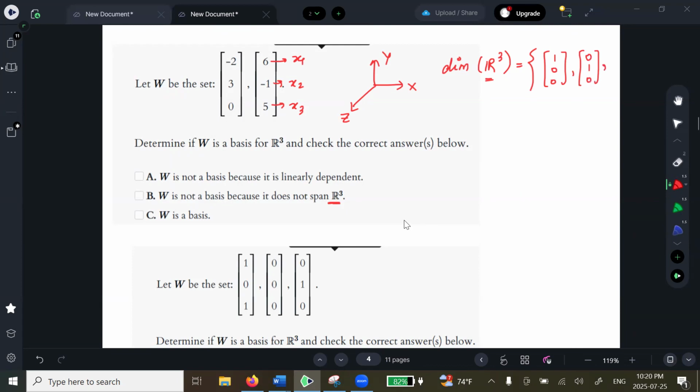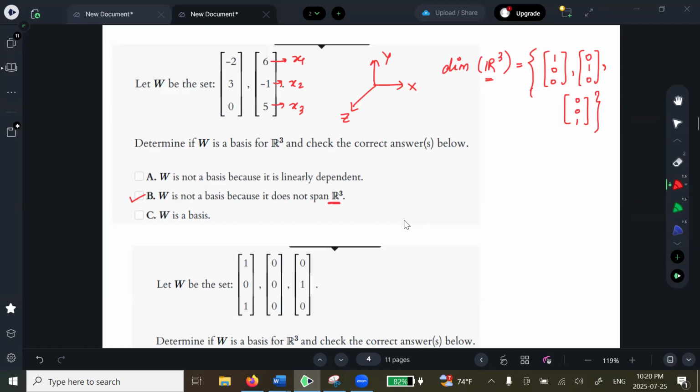It's in my video somewhere. This is the background for vector spaces. Look into my chapter 4 videos. So think of it this way: there are 3 directions, so I need at least 3 vectors to span it. If I have fewer than 3, there's no way I'll be able to span R cube, right? So this is a correct answer.